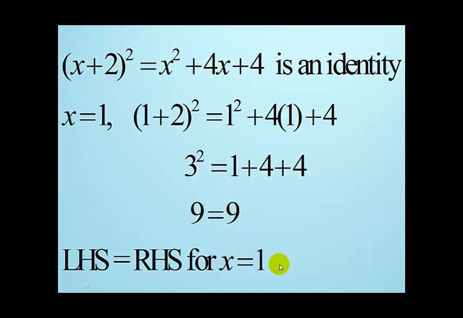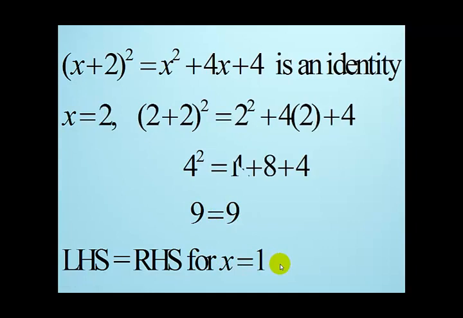Now let's take another value of x and see. When x equals 2, wherever you see x, we substitute 2. And in doing that, we have 2 plus 2 squared on the left hand side is equal to 2 squared plus 4 times 2 plus 4. Now 2 plus 2 is 4. So we have 4 squared on the left hand side, and 4 squared equals 16. Now 2 squared is equal to 4. 4 times 2 is equal to 8. So plus 4. Now 4 plus 8 is equal to 12, and 12 plus 4 is equal to 16. So we can also see that the left hand side is equal to the right hand side for x equals 2. Now let's continue.